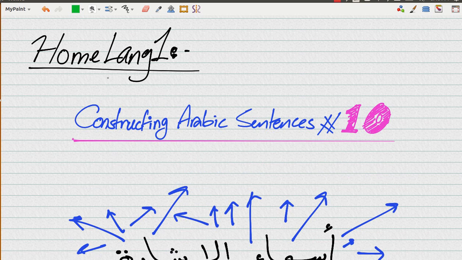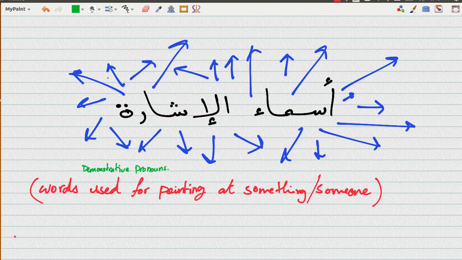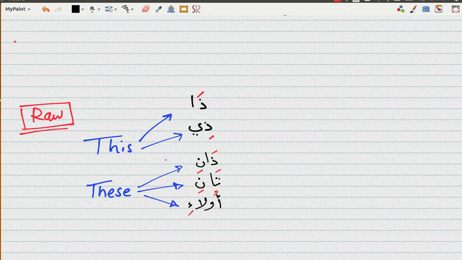In today's lesson, we're going to talk about أسماء الإشارة. أسماء الإشارة, or in English, demonstrative pronouns. These are words that are used to point at things or people. So I want to say that this, that, those, these are in Arabic called أسماء الإشارة.